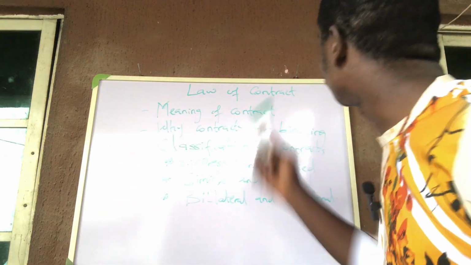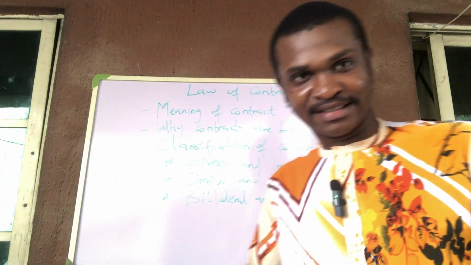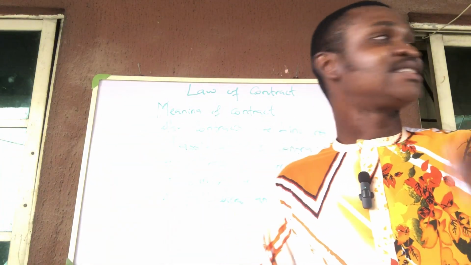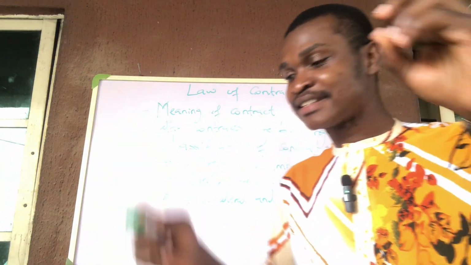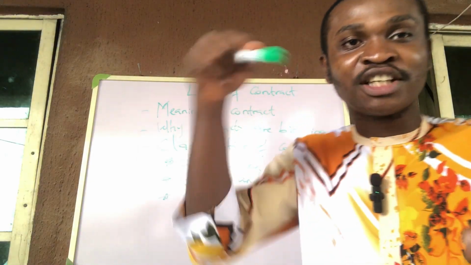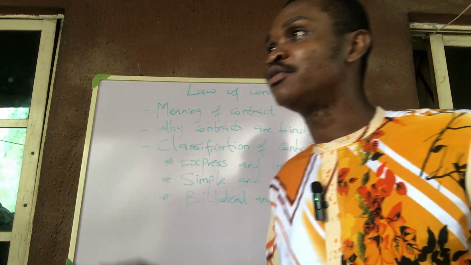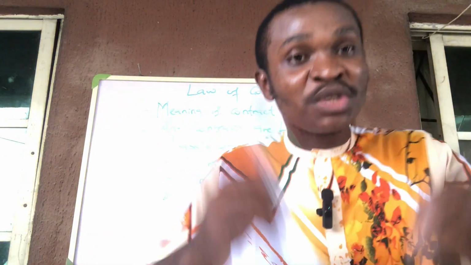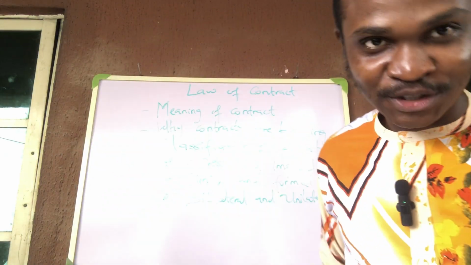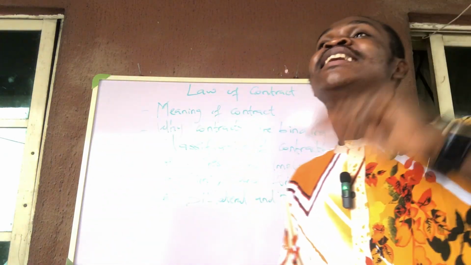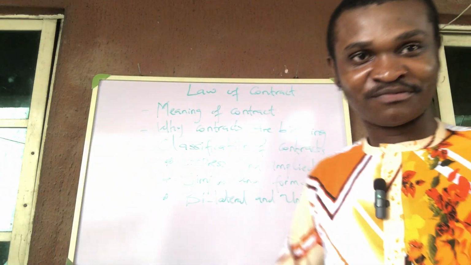So now, what is the meaning of contract? Itse Sage defined contract as that agreement which the law will enforce. Okay? So as the agreement which the law will enforce. This means that there are agreements that the law will not enforce.